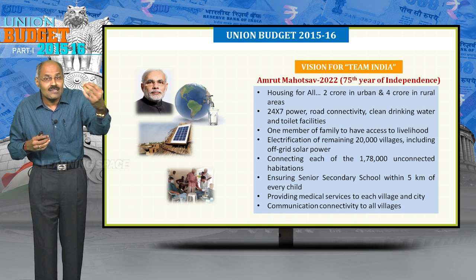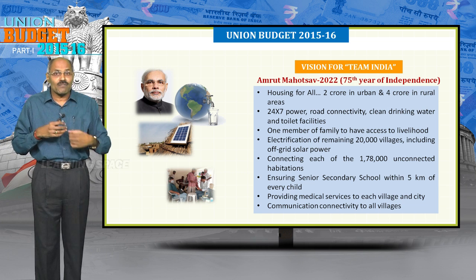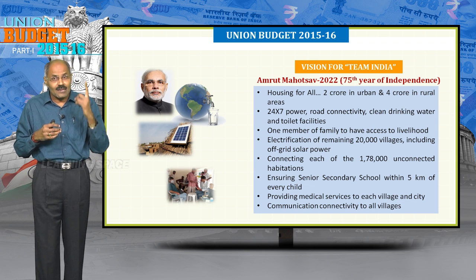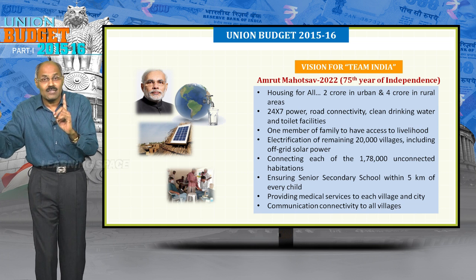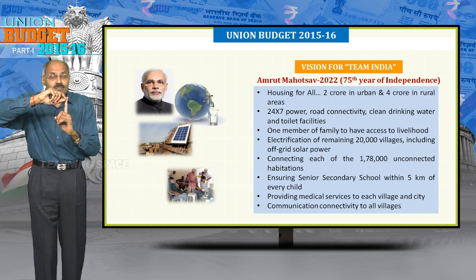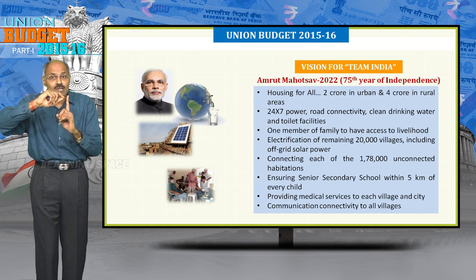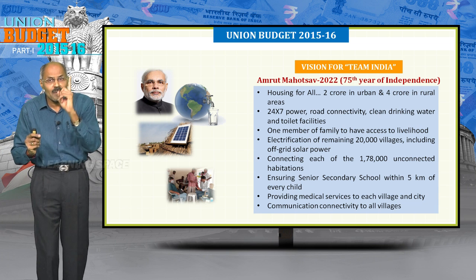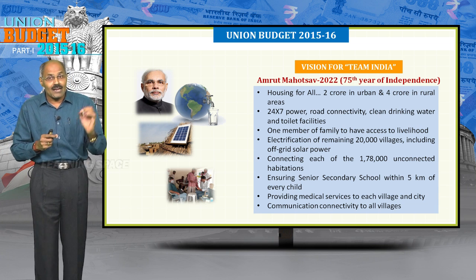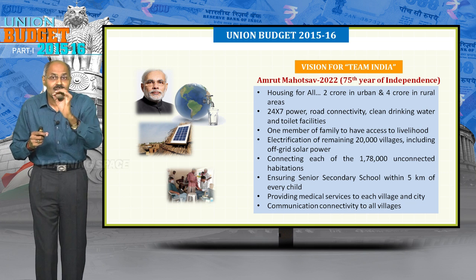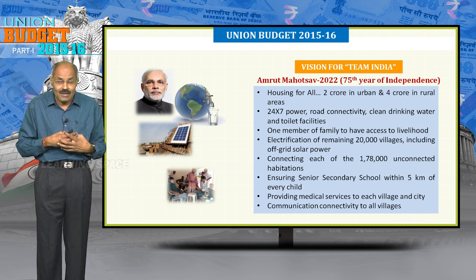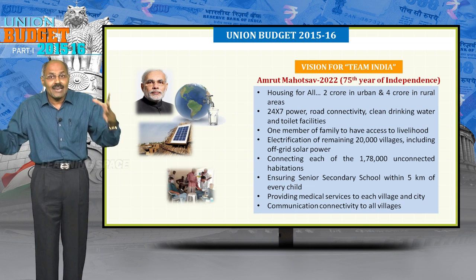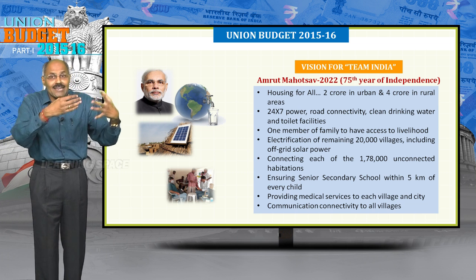The third thing is at least one member of a family should have access to livelihood. That means he should have some livelihood source, some job, at least one member of the family. Then connecting 20,000 villages which do not have electricity at present. They have to be connected at least with solar grid.